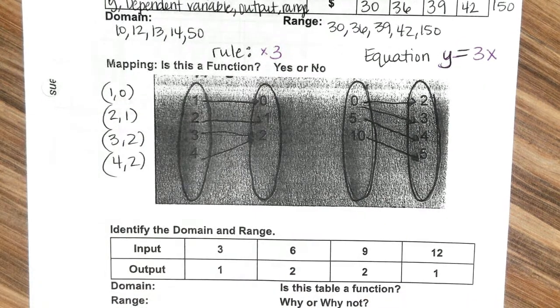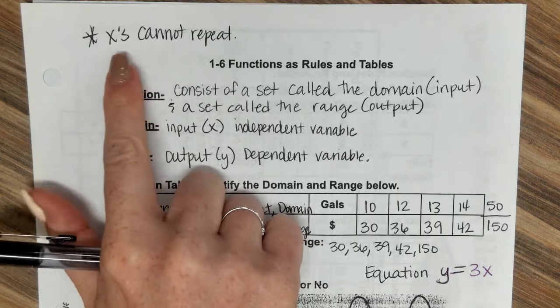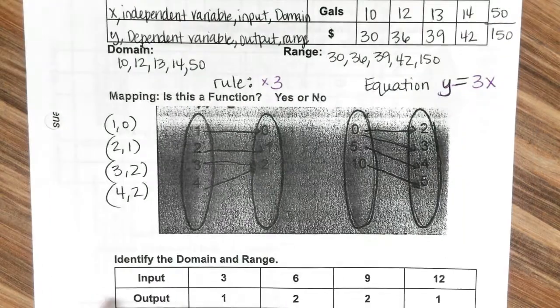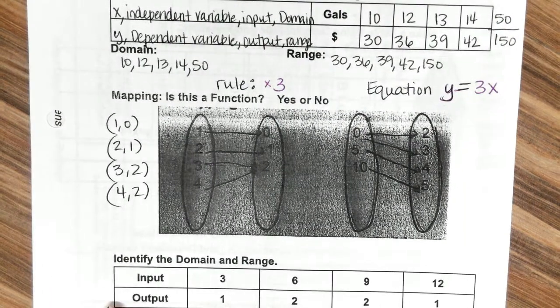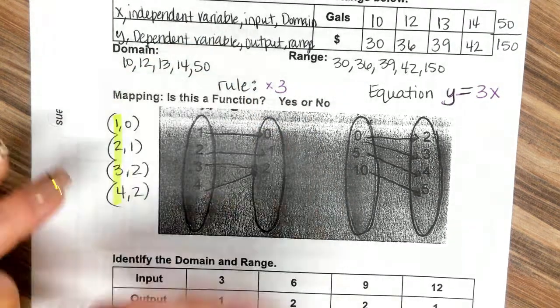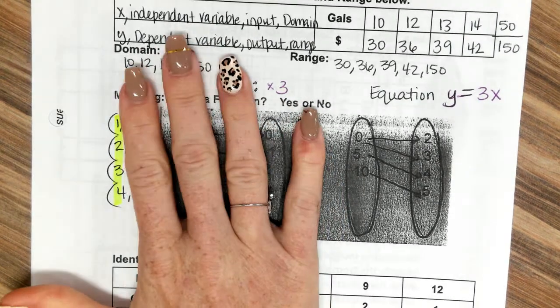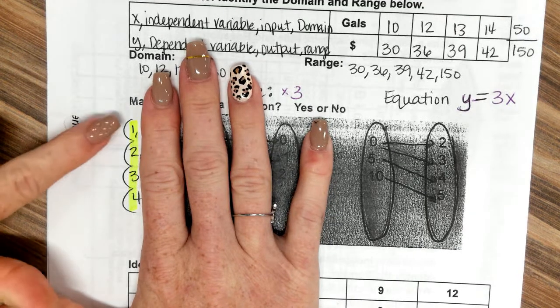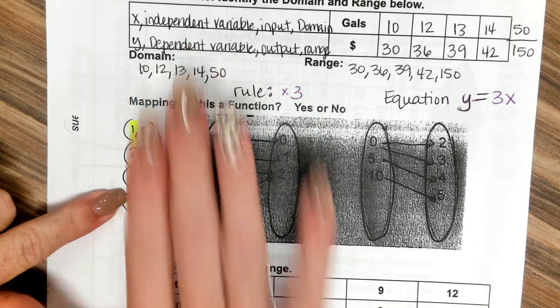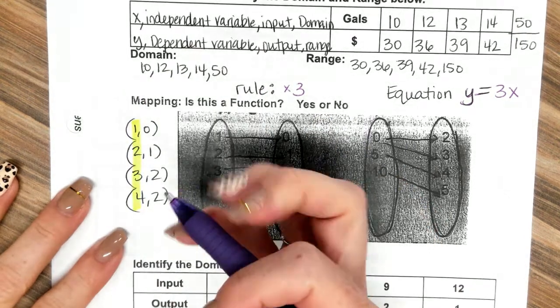Is it a function? Well, what did we learn to say what is a function? The X's cannot repeat. Do we care about the Y's? No. So I only look at these X's right here. And I almost kind of want to cover these Y's up. And I want to say, do the X's repeat? No. So is it a function? Yes, it is. So this one is a function.